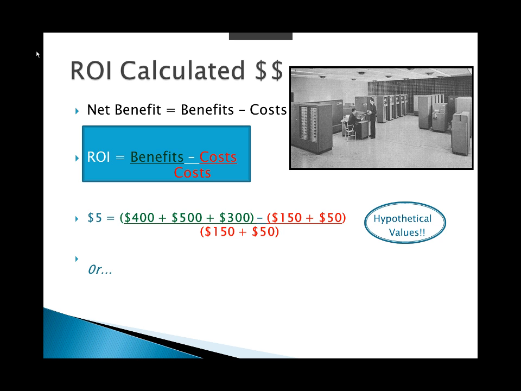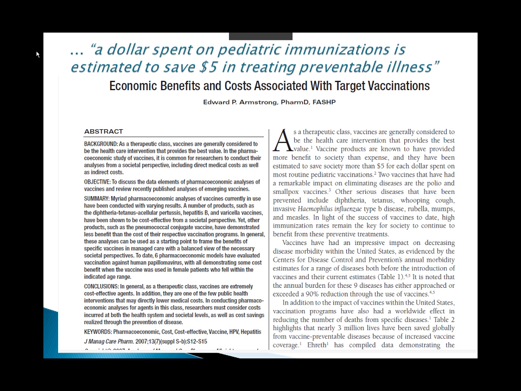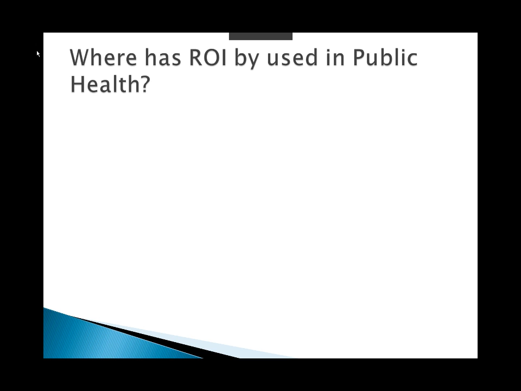Or, stated differently, a dollar spent on pediatric immunizations is estimated to save $5 in treating preventable illness. And this actually comes from a study which was carried out on this very subject. So that's the function of ROI, looking at that proportion of costs in relation to benefits and finding out where exactly benefits are maximized, or the return on investment. So that's our overview of our first objective.